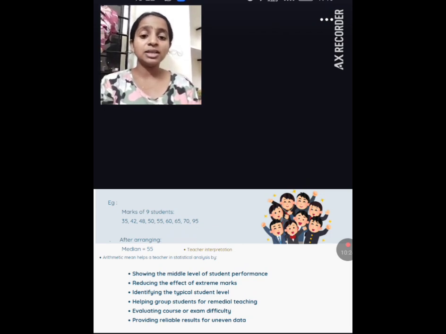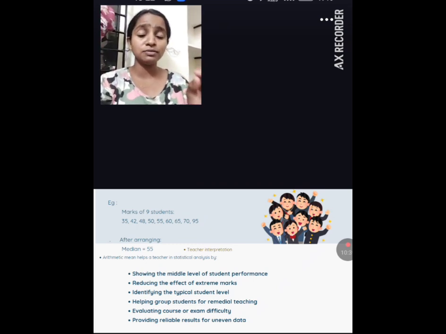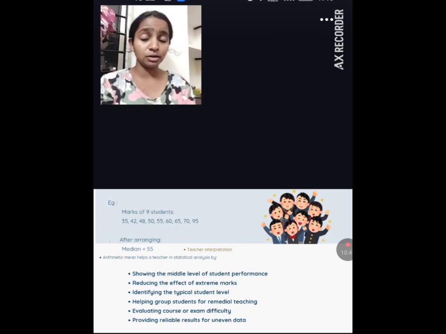Then, evaluate course or exam difficulty. The teacher found that in an exam, out of 50, the median value was 10. The median is very low. So the middle value is 10. So the teacher finds that, okay, that exam was difficult or that subject was tough, etc.